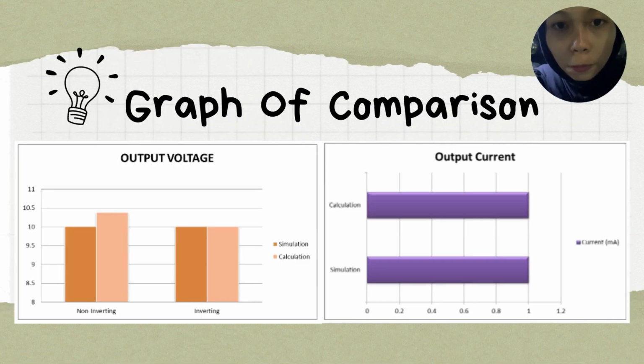This is the comparison graph for both output voltage and output current in simulation and calculation values. We can see there is just a slight difference for non-inverting, and for output current it is just the same with no difference.